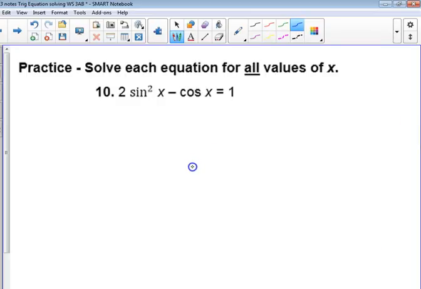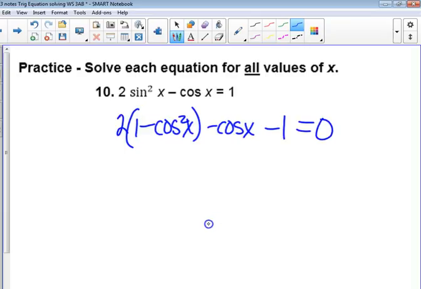We need a trade. Subtract the 1. There's no trade for cosine, but is there a trade for sine squared? Would that be a better thing to have? Why would that be better? Because we now only have cosines. Okay, do some algebra.